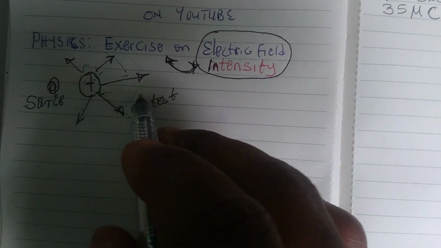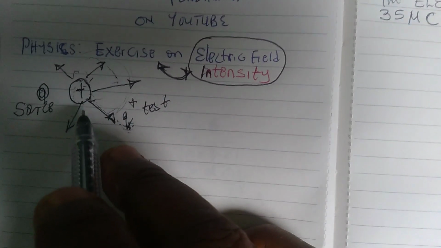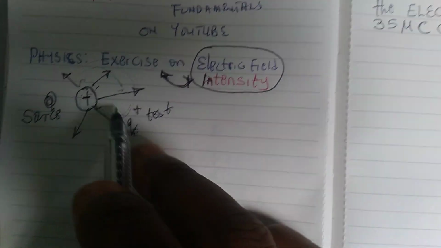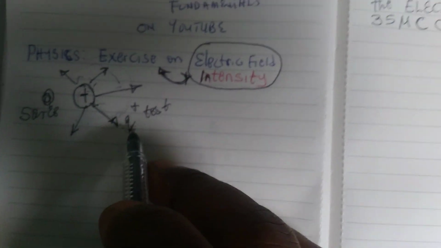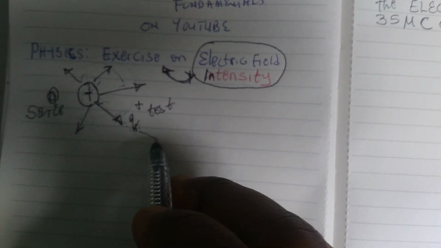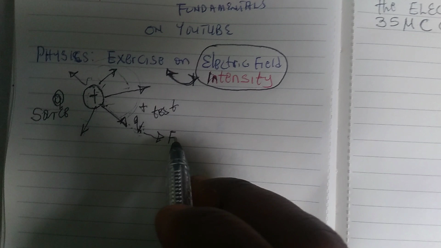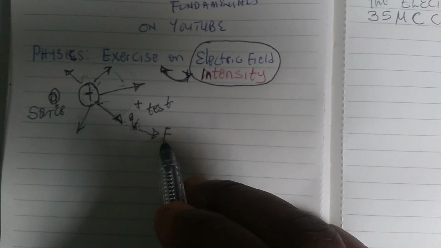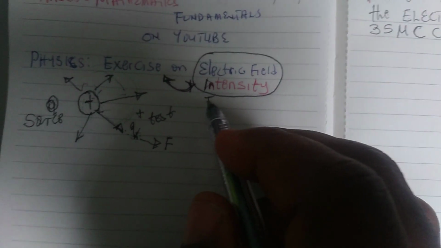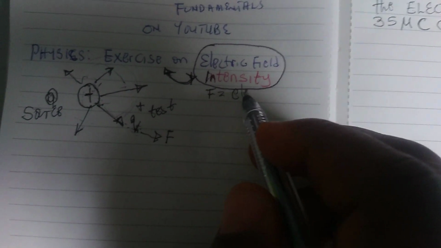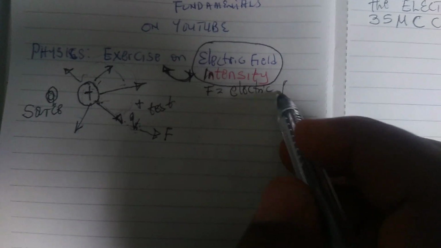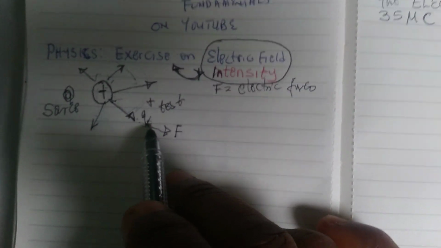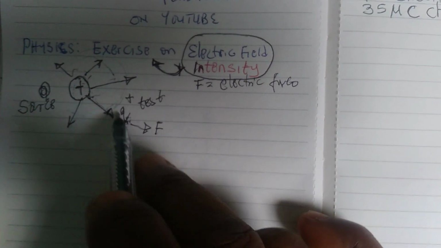If this test charge is positive, from the fundamental law of electrostatics, like charges, like for instance plus and plus, will repel. That means this test charge will move away with a force F. This particular force F is called the electric force. So it is this force that will drag this charge away from this source charge.